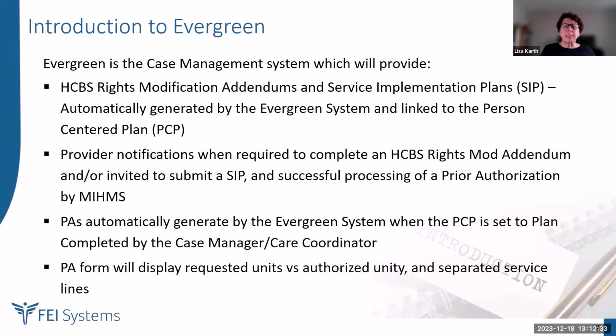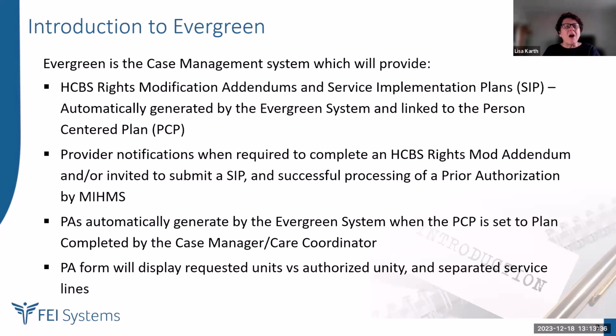You'll also be alerted when there's been successful processing of a prior authorization. You may know it as a service authorization by MMIS. Now, prior authorization is also often referred to as a PA. PA equals prior authorization. And those alerts, this way, you're not up in the air wondering what's going on. If something has happened, you are going to get that notification so you know you have to take action or that information is available to you. Now, the prior authorizations are automatically generated from Evergreen when the PCP is set to plan completed by the case coordinator. So they don't have to do anything. They update the status of the PCP and bam, that prior authorization is there for them.